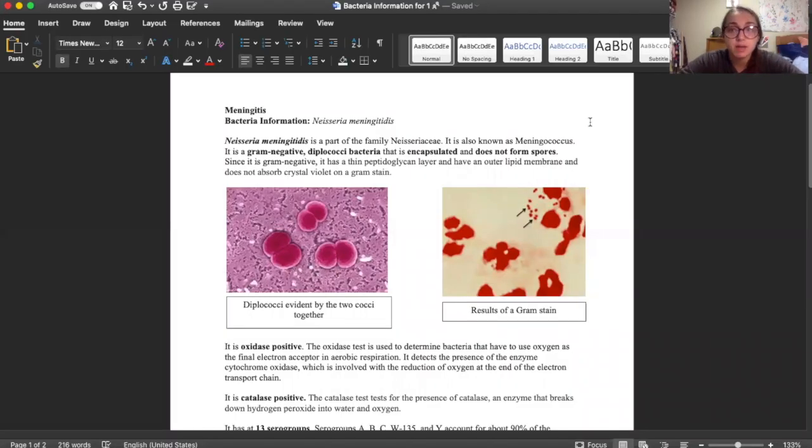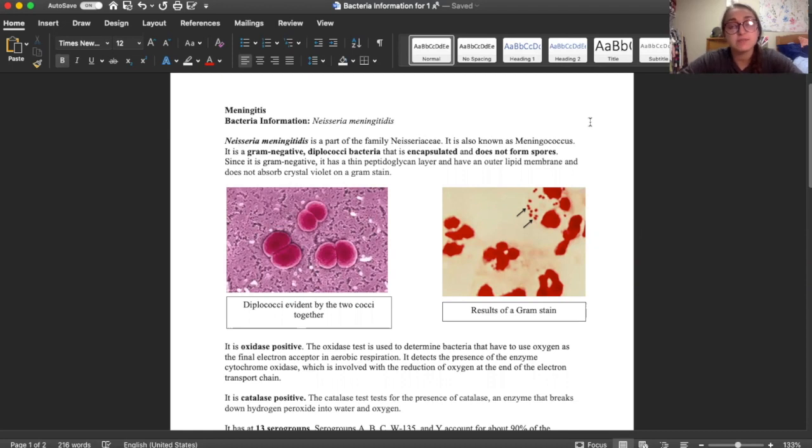The topic that we chose was meningitis. Meningitis is caused by the bacteria Neisseria meningitidis, which is part of the Neisseriaceae family. Neisseria meningitidis is a gram-negative bacteria, and it is diplococci shaped, which is two cocci put together, and it is encapsulated and does not form spores.